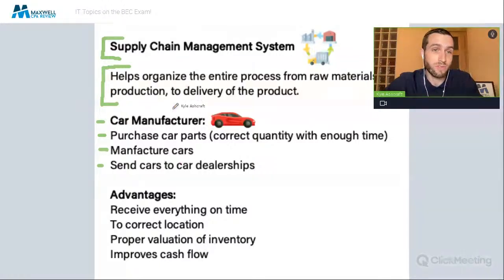So the advantages of using a supply chain management system: one is you receive everything on time. Two is you receive it to the correct location. Three, you have proper valuation of inventory because you're keeping track of everything more efficiently, and you improve your cash flows. So once again, these last few systems we talked about have been transaction processing systems. They help you to complete something more efficiently, and that is much different than the decision-making systems that we talked about initially.